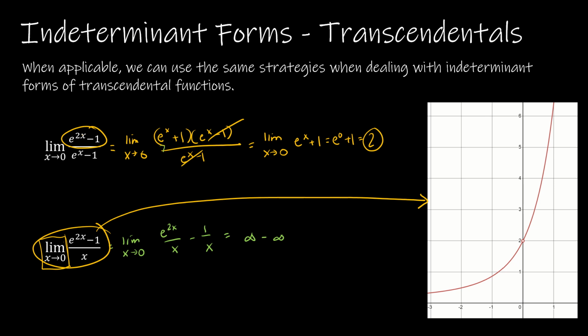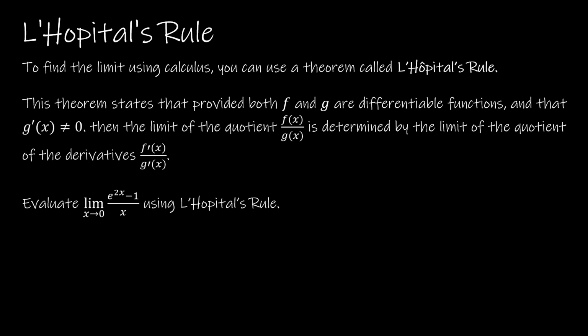So as x approaches 0, it appears that the limit is 2. Now there's a hole there, and that's okay. We knew there was going to be a hole there because if I plug in 0, it's not going to work, right? But it appears that the limit is 2. The question is, how are we going to mathematically find that without having to make a table of values or graph the function? L'Hopital's rule to the rescue.